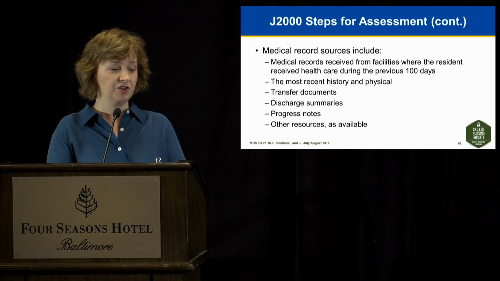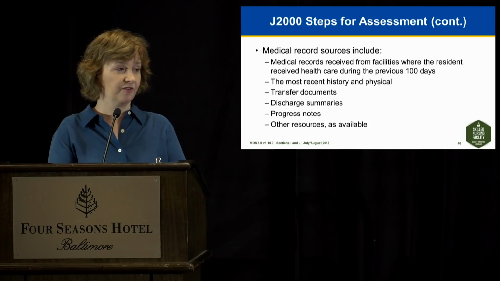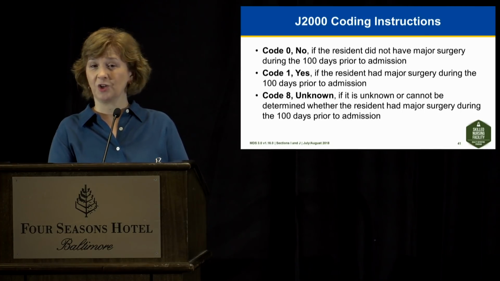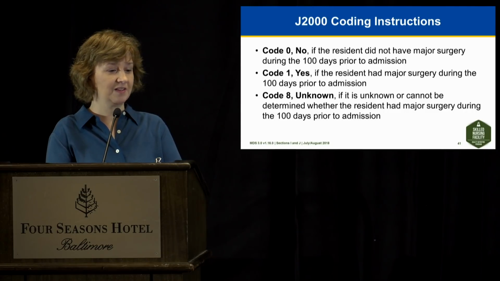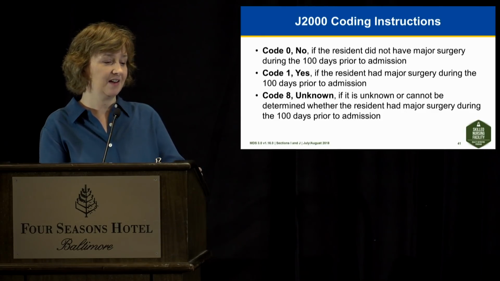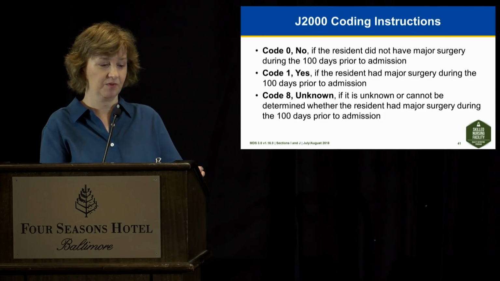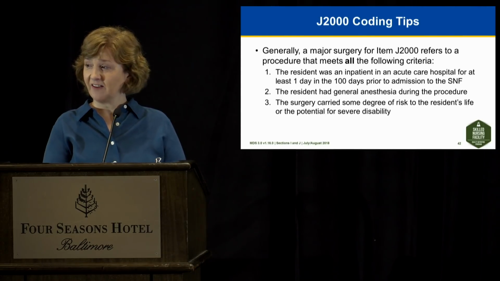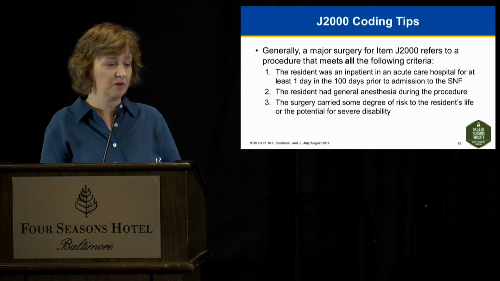Sources of information could include the medical records, most recent history and physical, transfer document summary, discharge summaries, progress notes, and other resources as available. As I mentioned, coding instructions: you would code 0, no, if the resident did not have major surgery during the 100 days prior to the SNF admission. Code 1, yes, if the resident had major surgery during the 100 days prior to admission. And code 8, unknown, if it cannot be determined if the person had major surgery or not in the last 100 days.